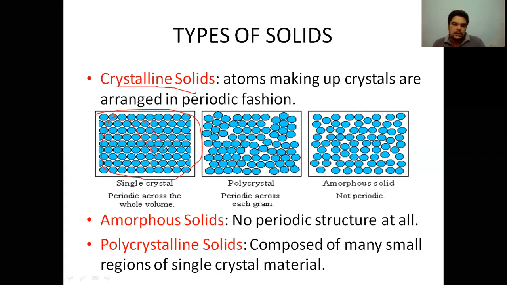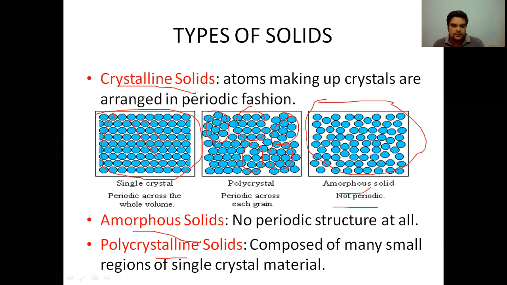What are amorphous solids? Amorphous solids are those solids in which there is no periodicity at all. You can easily see that there is no periodicity here. What are polycrystalline solids? Polycrystalline solids are like a bag in which different colors of marbles are there. So you can imagine it.